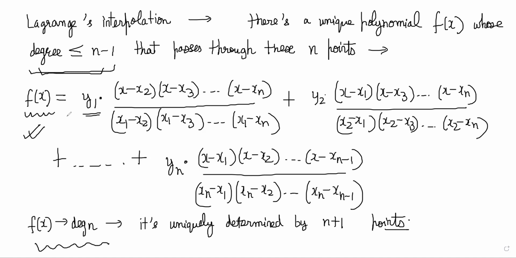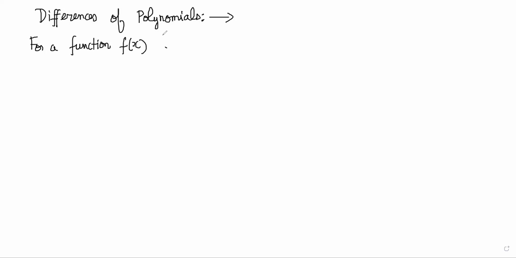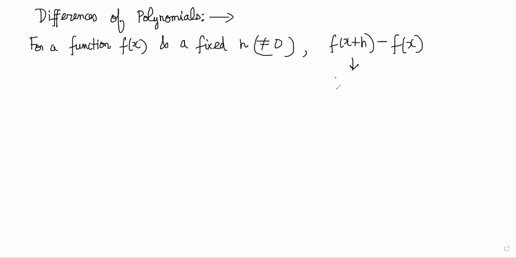The next topic that I want to discuss today is differences of polynomials. So that will turn out to be related to Lagrange's interpolation later when we use it in questions. So for a function f of x, and a fixed h not equal to 0, we call f of x plus h minus f of x the first order difference of f of x with step size h.